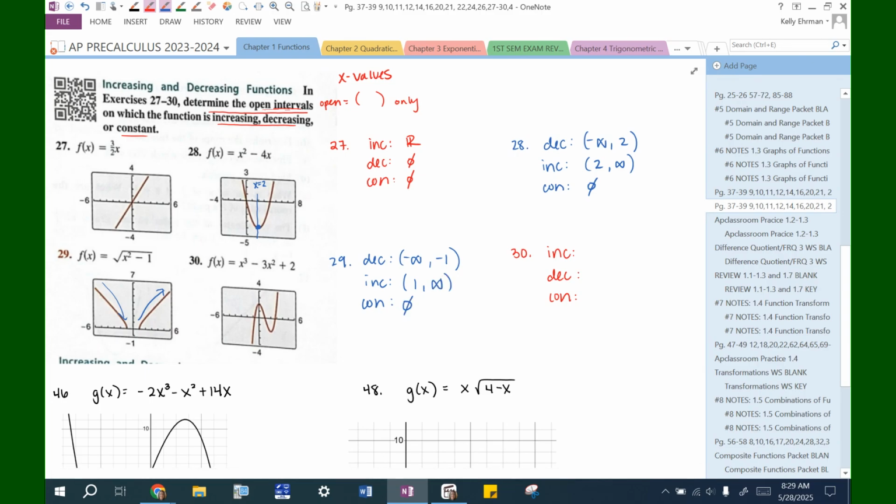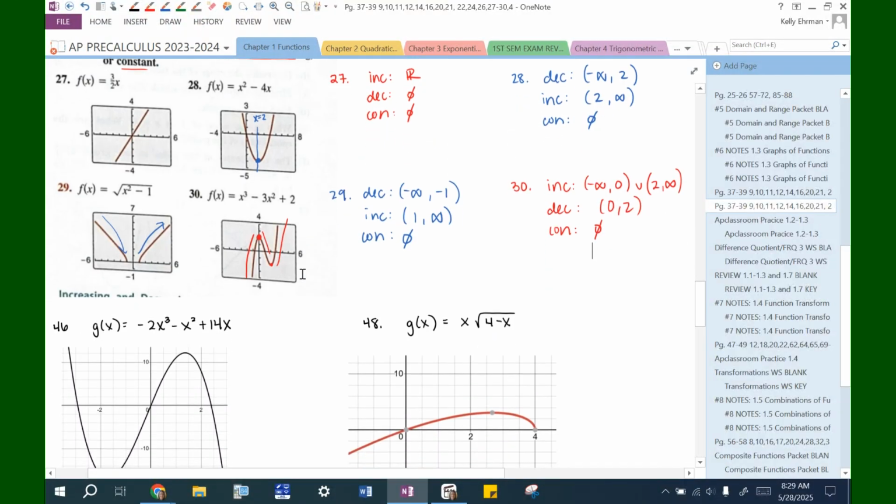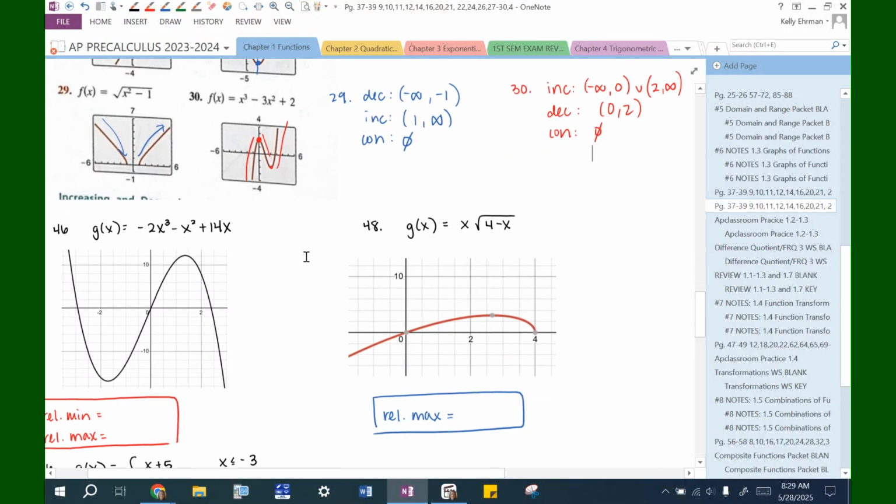And the last graph is increasing, decreasing, increasing. So it looks like this is at 0, so increasing from negative infinity to 0. And then also from this little point, looks like it's at 2 for an x coordinate, 2 to infinity. Decreasing in the middle from 0 to 2, never constant. Constant, you're only going to get that in a piecewise equation.